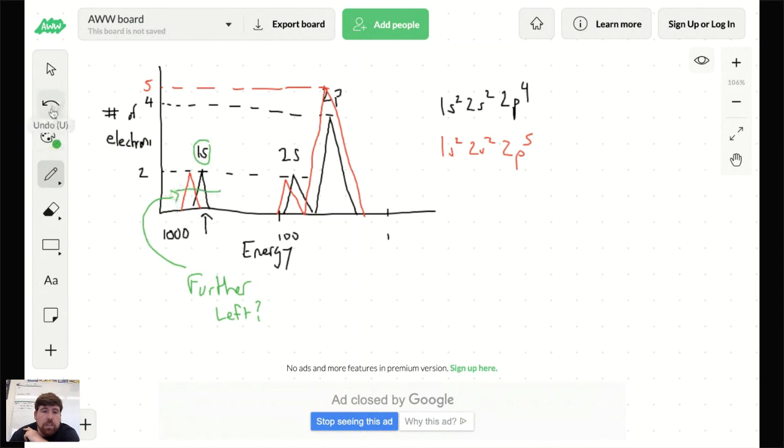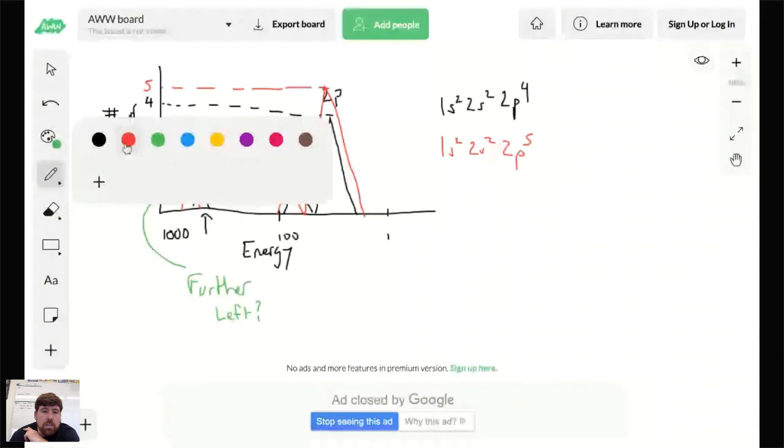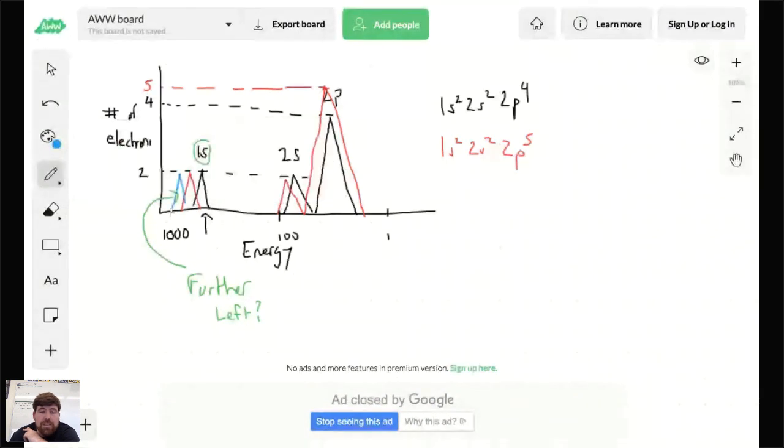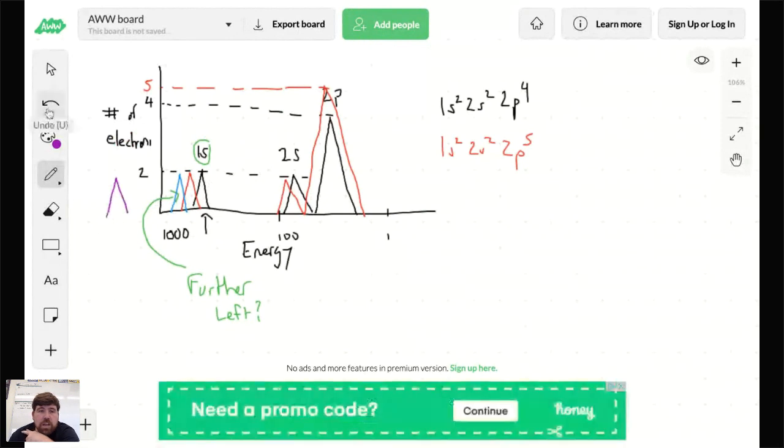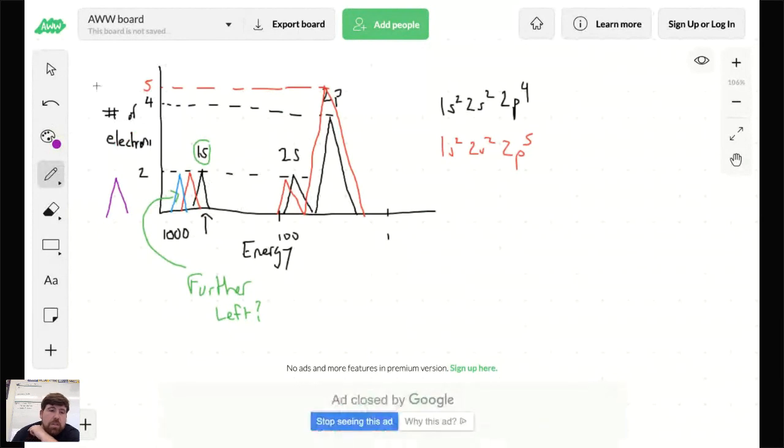Let me go ahead and change that there so you can see that. So if we were to draw neon, its peak would be further to the left because neon has 10 electrons. If you were to draw sodium, the peak is going to be significantly further to the left, and that's because sodium has electrons in a higher energy level. And this is true as we add protons to the nucleus, the electrons on the outside get more and more attracted to the atom.